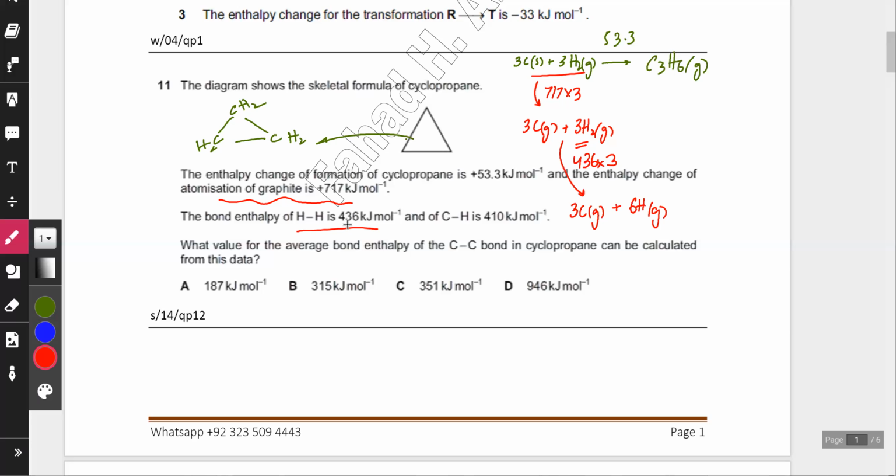And then he says that the CH is 410. Now to make cyclopropane, you would have to make how many CH bonds? That's 2 of them over here, 2 over here, and 2 of them. So you need to make 6 C and H bonds, right? And this part is going to be exothermic. And not only that, you would also have to make these C and C bonds, 3 of them.